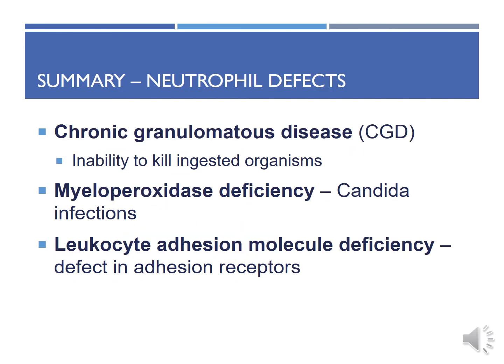So a quick summary of our neutrophil defects. We have chronic granulomatous disease, or CGD. Remember, this is where the neutrophil cannot kill the ingested organism. It can ingest them into the phagosome and the phagolysosome, but they cannot actually kill them with the lysosomes that they are producing.